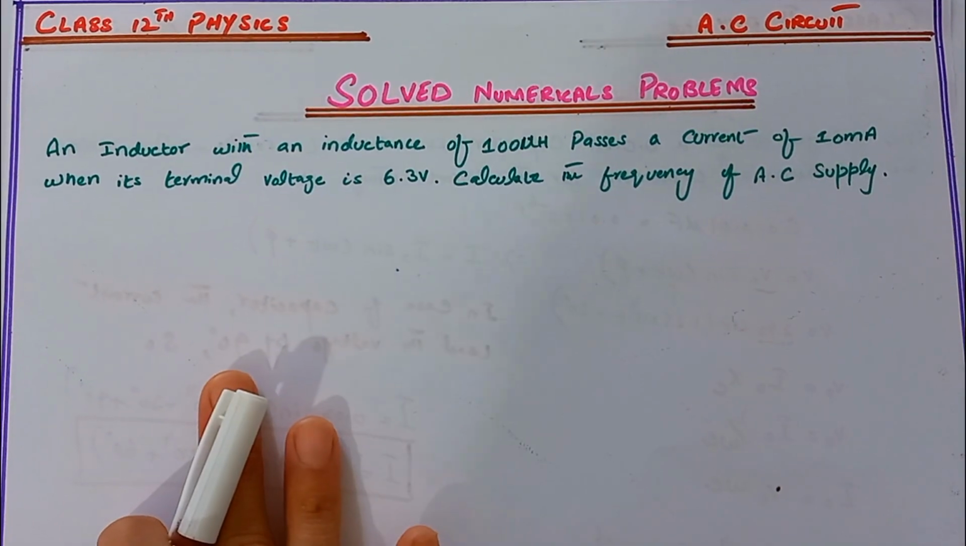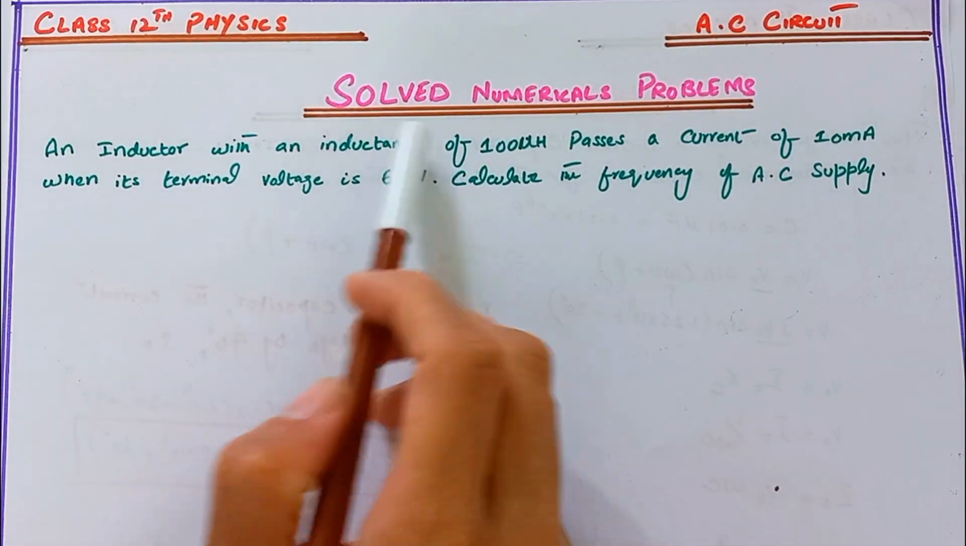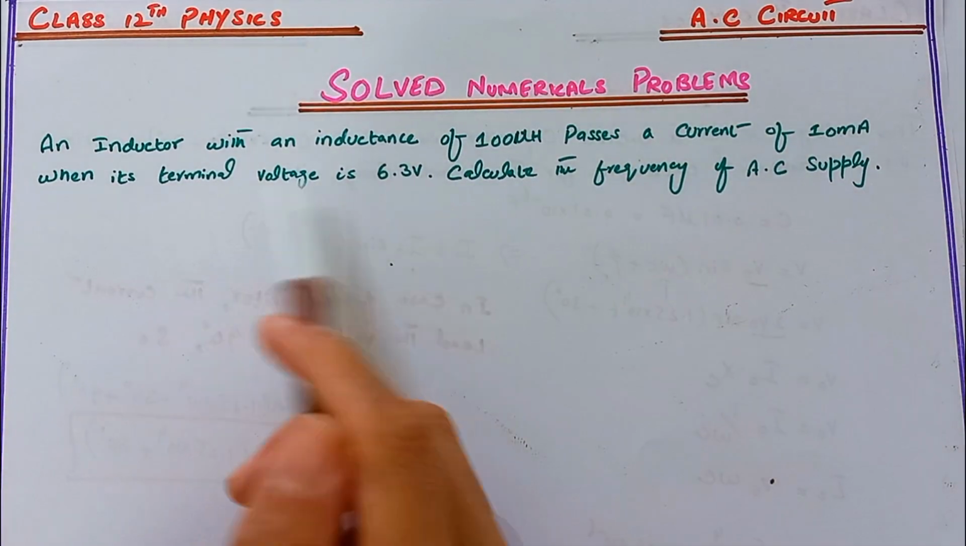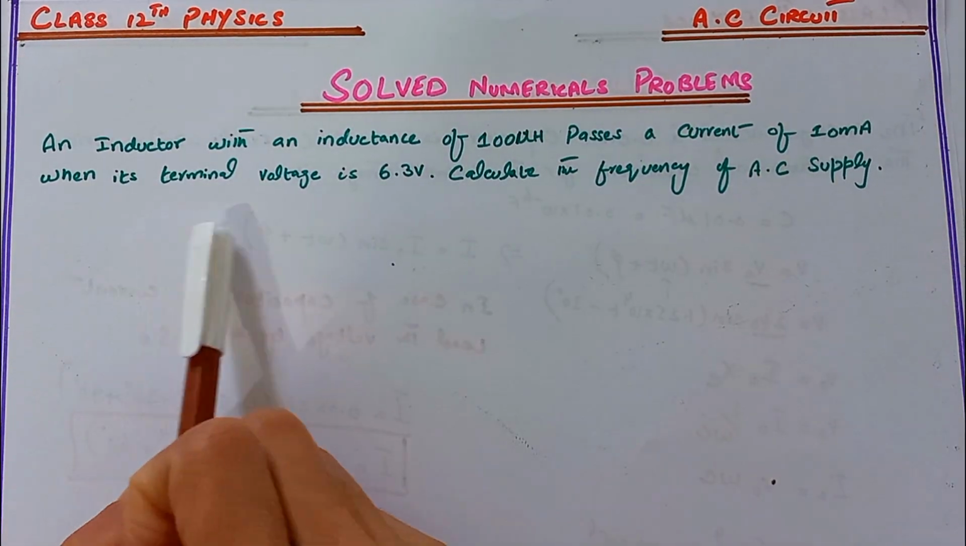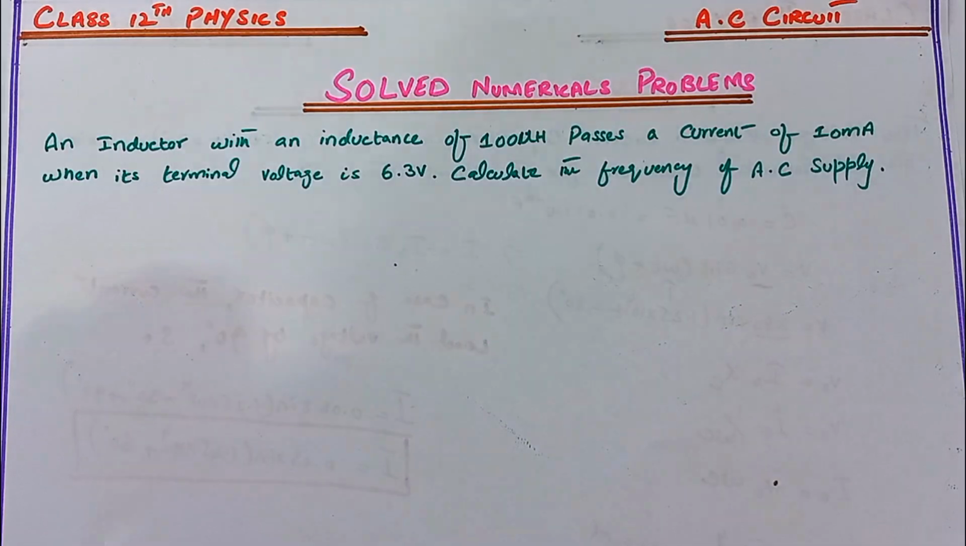Okay, now solve the numerical that is related to the chapter AC circuit. The numerical is given that an inductor with an inductance of 100 microhenry passes a current of 10 milliampere when a terminal voltage is given 6.3 volt. Calculate the frequency of the AC supply.